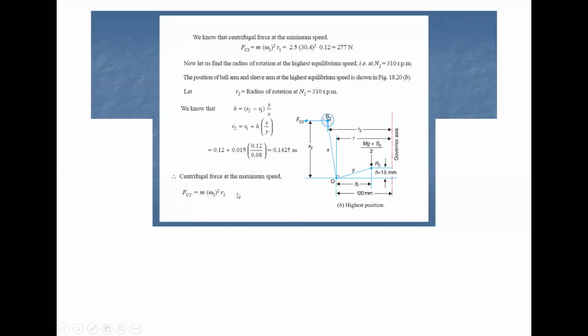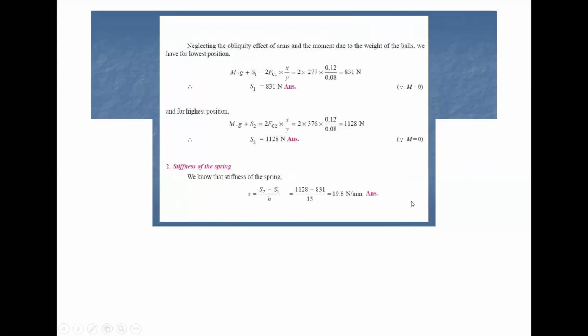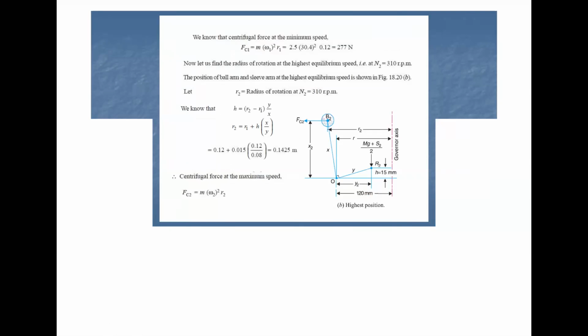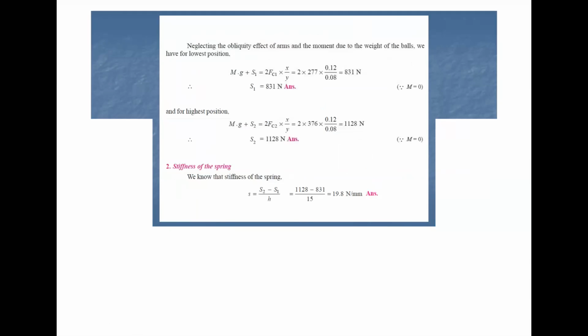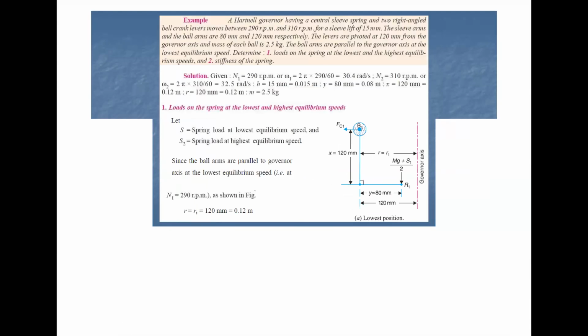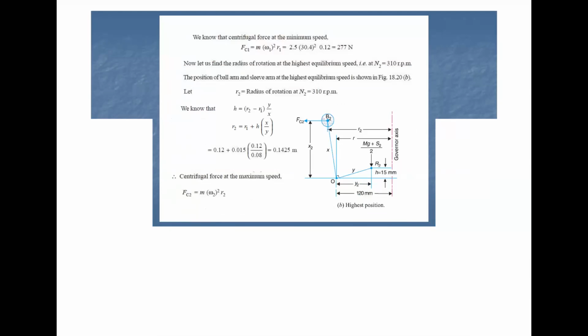So again, calculate the value here. Actually, in this session we are also missing that value. M is the flyball mass 2.5, and omega 2 is 32.5, and R2 is 0.1425. Just calculate the value.